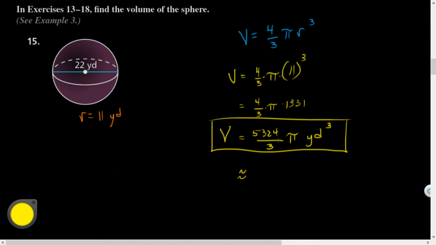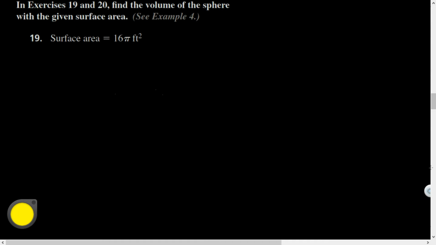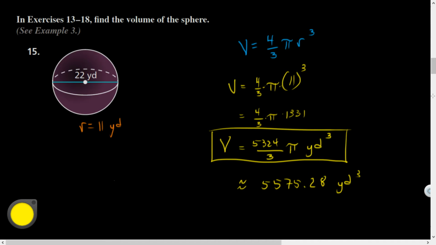But you can get a decimal approximation of that: multiply that numerator by pi, and then divide by 3. Give me as many exact answers as you can. So there's a decimal approximation. Let's see. Okay, yep.